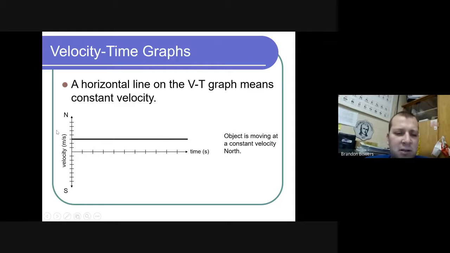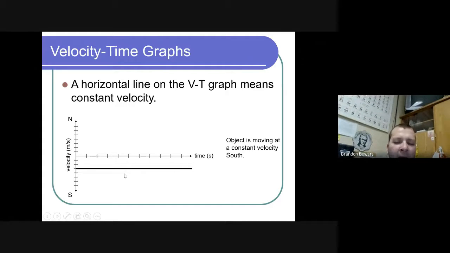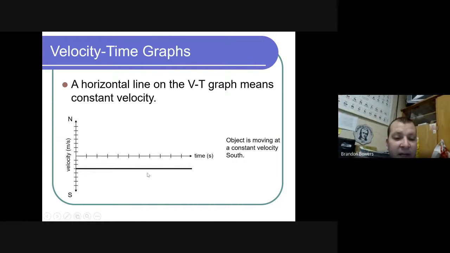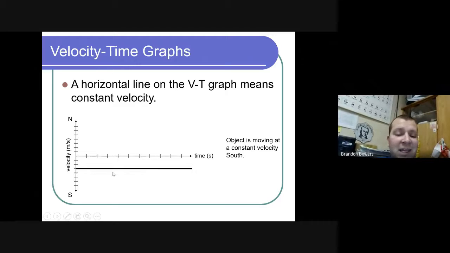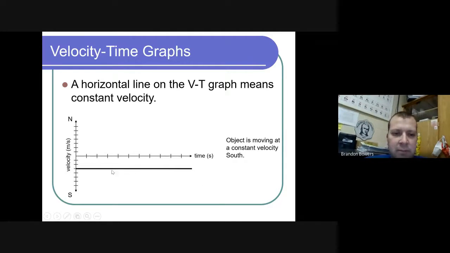a horizontal line means the object is moving at a constant rate. That constant would be 3 meters per second. So it's moving at a constant velocity. Here, it's moving at a constant velocity, but it's actually moving in the negative direction. It's moving backwards. That's what it means below the zero line.